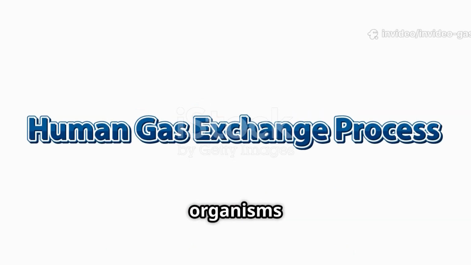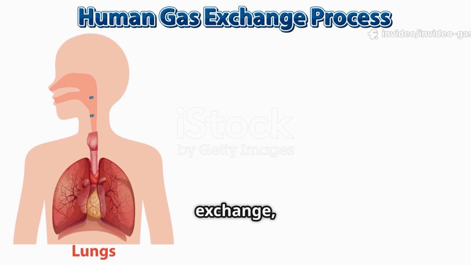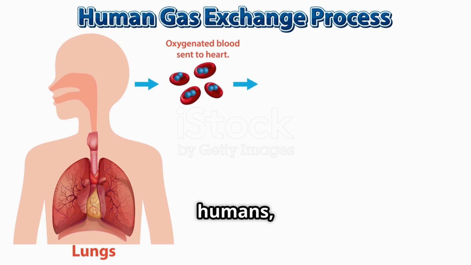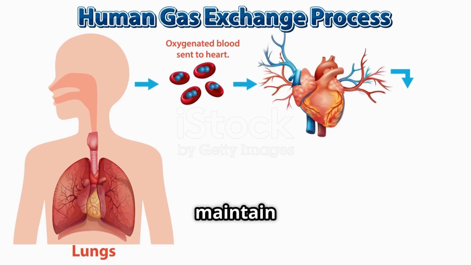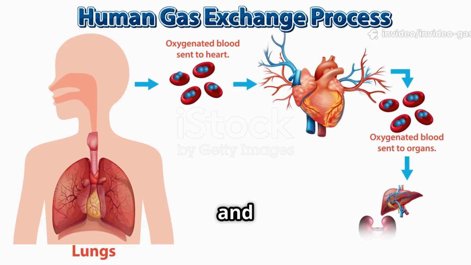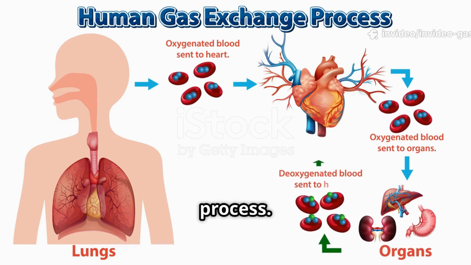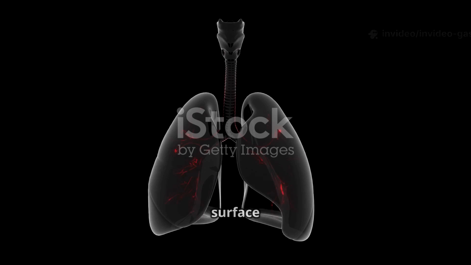All living organisms need oxygen for cellular functions. For effective gaseous exchange, organisms require specialized exchange surfaces. In humans, breathing is controlled by the brain to maintain gas balance in the blood, but diseases like tuberculosis and lifestyle choices such as smoking can disrupt this delicate process. An efficient gaseous exchange surface must be large, thin, moist, protected, well ventilated, and richly supplied with blood vessels. This ensures gases diffuse quickly and effectively.